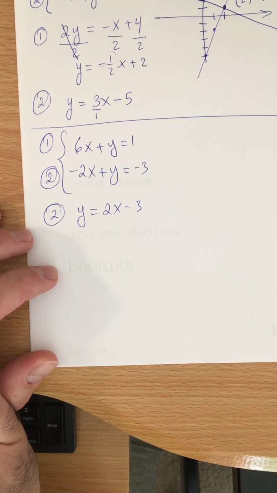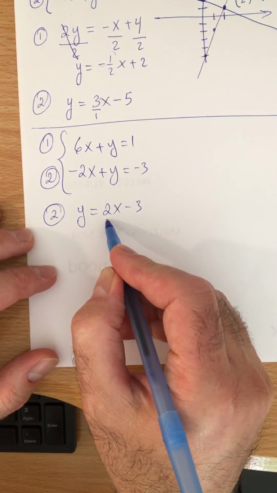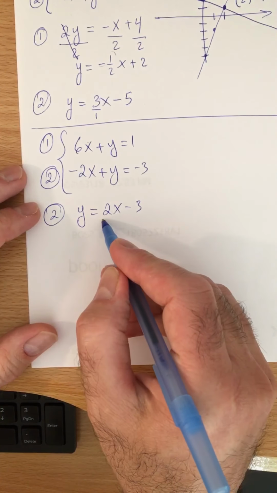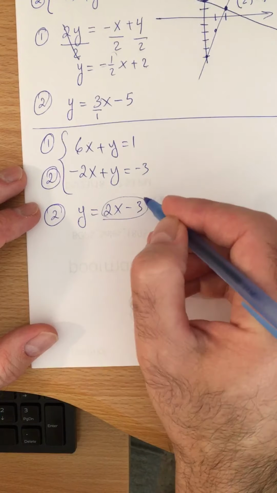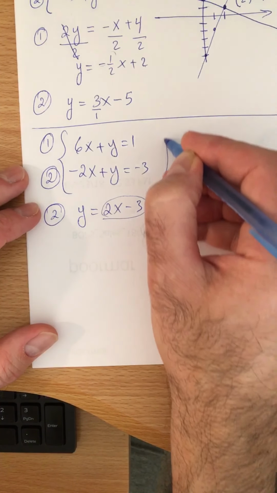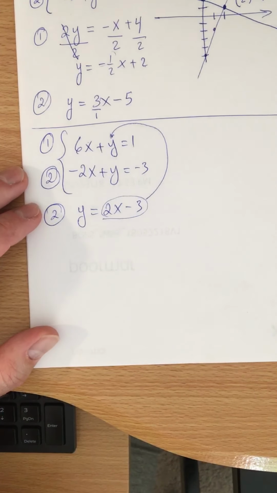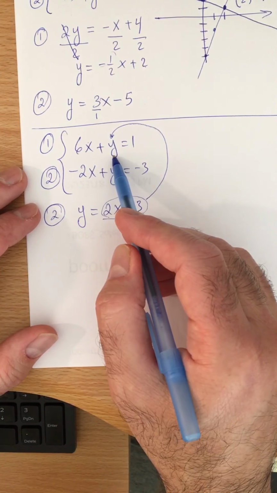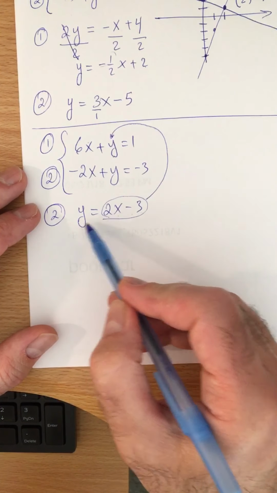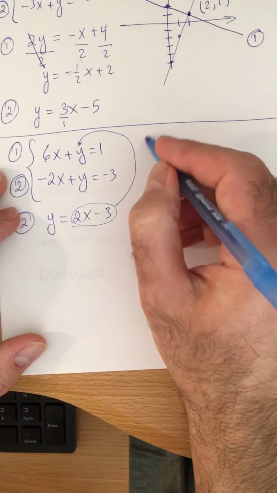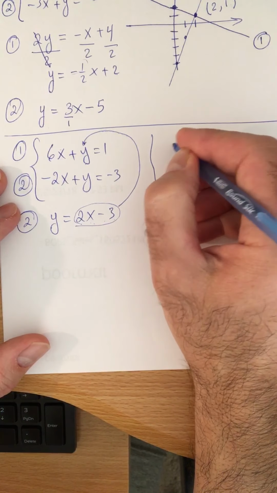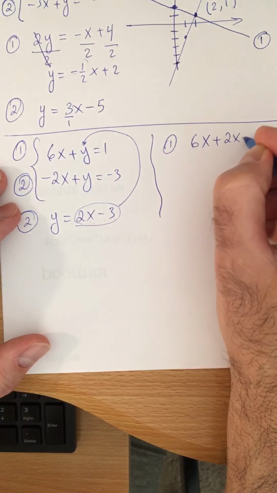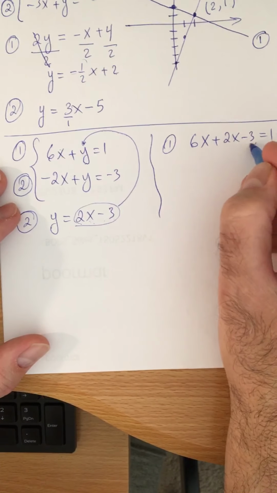And then what you do is you take the quantity that you obtained by solving for one of the variables, and you substitute it or plug it into the other equation, the one that you haven't touched, in place of that variable that you solved for. So I'm going to take 2x minus 3 and put it in place of y in the first equation, because that's what y equals. So the first equation becomes 6x plus y, but now instead of y, I'm going to put 2x minus 3, equals 1. So this was your y.